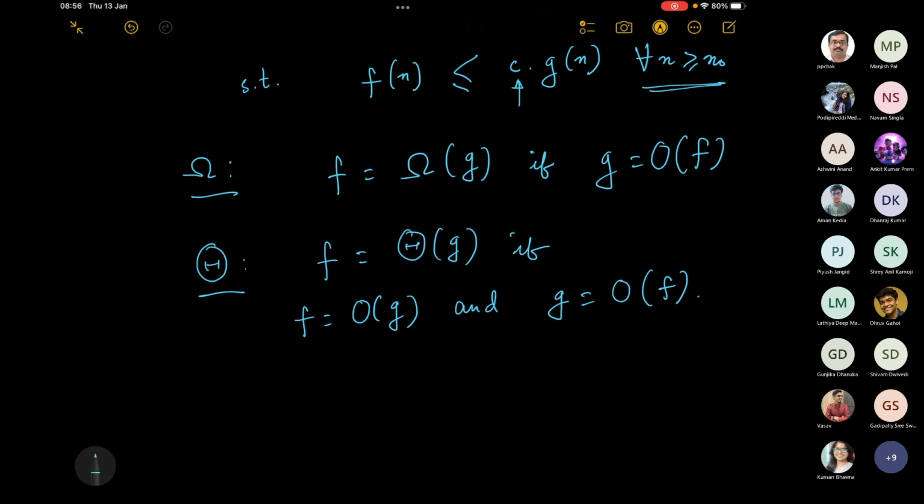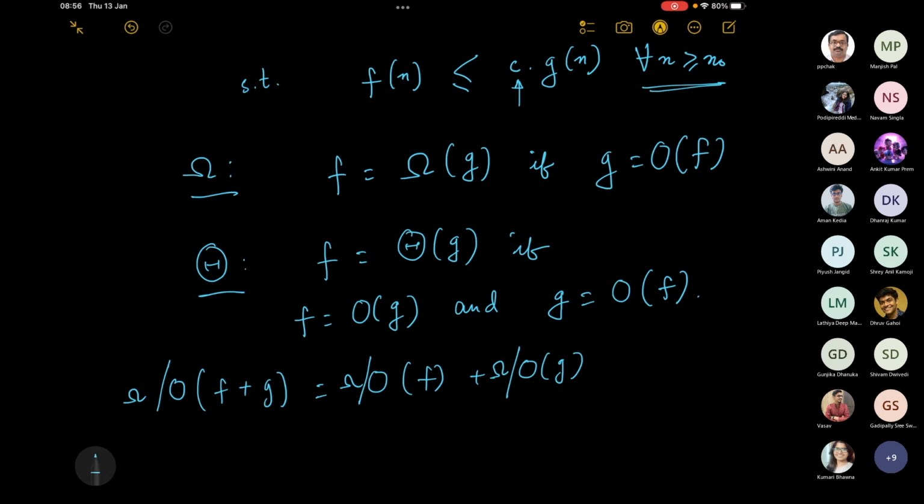And there are some very standard, trivial or easy properties, like big O of f plus g is big O of f plus big O of g, something like that. And why only big O? It also works for omega. These are in books, very easy to verify and prove. Let me not spend much time; this is mechanical.